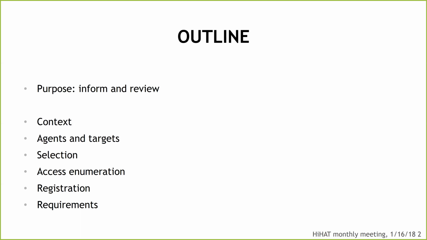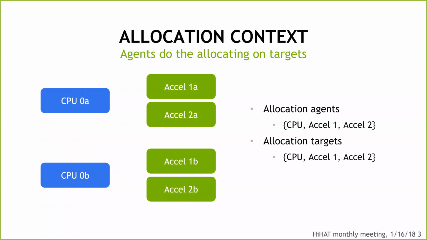So the first thing for context, I'm intending for this to be very general, but I'll give a common example of where you may have a couple of CPUs, each of which could have a couple accelerators hanging off of them. And I've named each set of these as an A and B set.